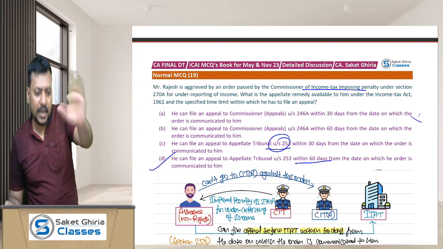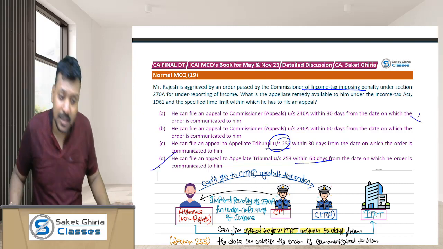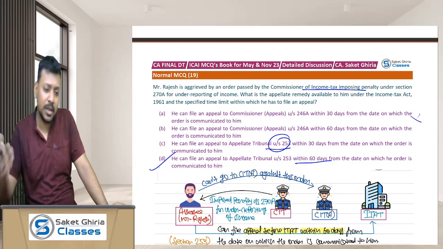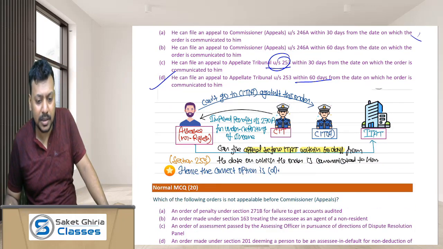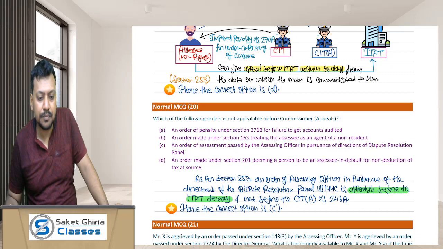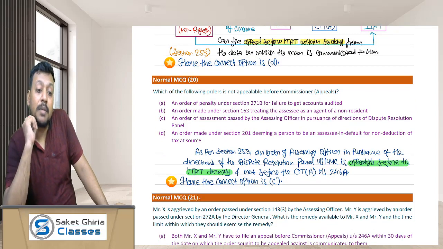The time limit of making the application to ITAT is, dear friends, 60 days from the date of the communication of the order against which you want to make an application. Okay. Which of the following order is not appealable before Commissioner appeal?